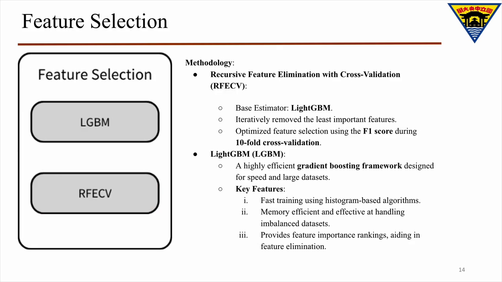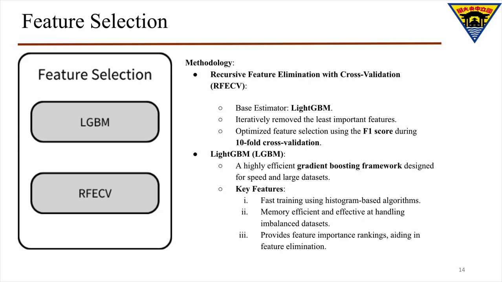And the next step is feature selection. We use two different kinds of methods to do this feature selection. The first one is RFE-CV. In RFE-CV, we have to choose one base estimator, so we choose LightGBM as our estimator, and use LightGBM to do the RFE-CV with tenfold cross validation to find the best feature selection using F1 score. And what can LightGBM do?